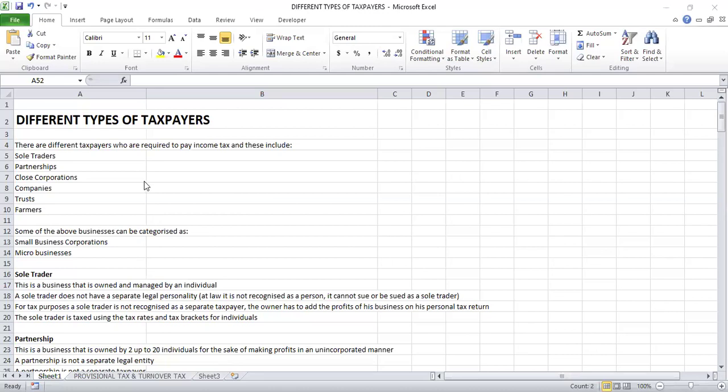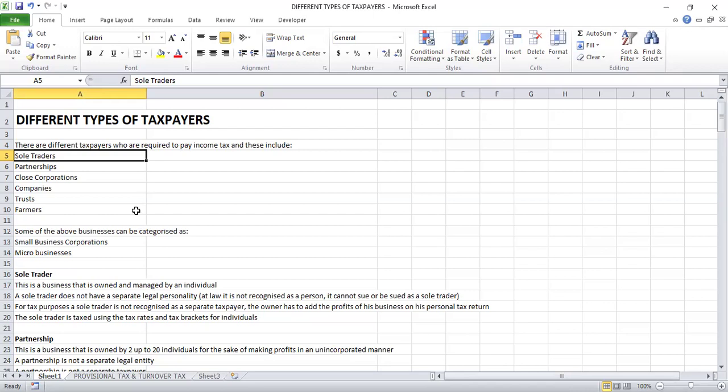We collect tax from different taxpayers, from individuals, and from businesses, and we should know that in this module, our main focus is businesses, right? So we've got different businesses that can pay tax. So traders, partnerships, close corporations, companies, trusts, farmers. Right. Then some of those businesses above can also be called small business corporation.